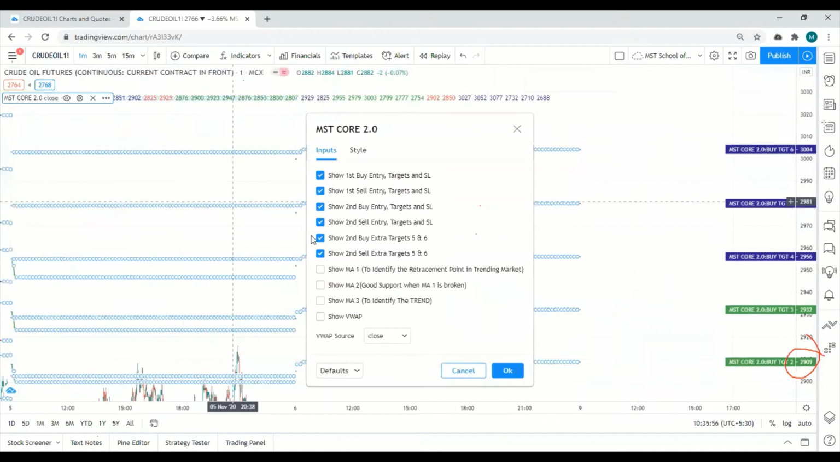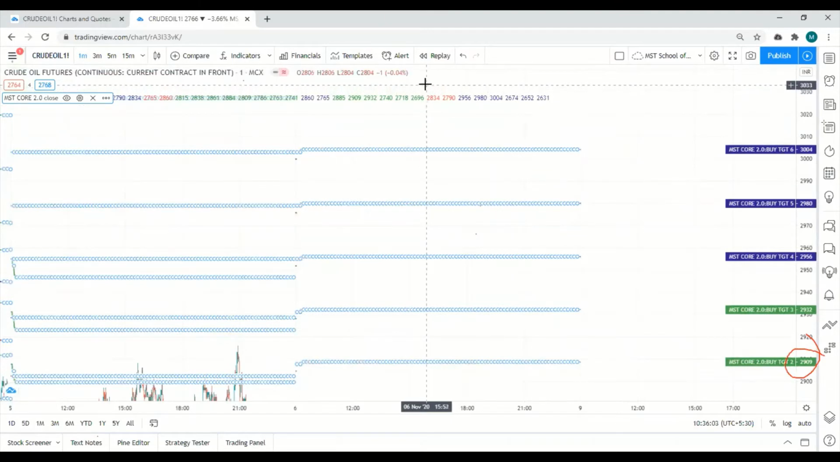After this meeting, I will tell you how to use these 3 moving averages. Now I will open the chat box to answer your queries. Please, you can post your questions one by one.